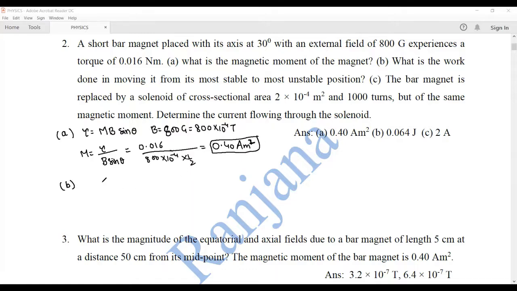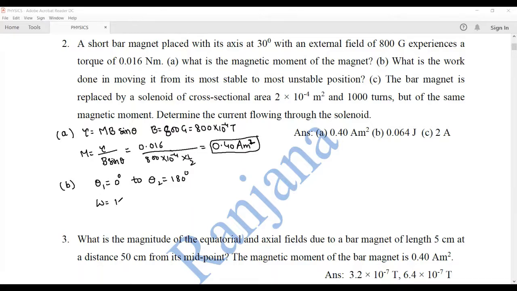B part is, what is the work done in moving it from most stable to most unstable position? The most stable position is when the dipole moment is parallel to the magnetic field. That is, theta 1 is equal to 0 degree and it is rotated from theta 1 to theta 2, which is the most unstable position. That is, theta 2 is 180 degree. The angle between the magnetic dipole moment and the magnetic field is 180 degree.